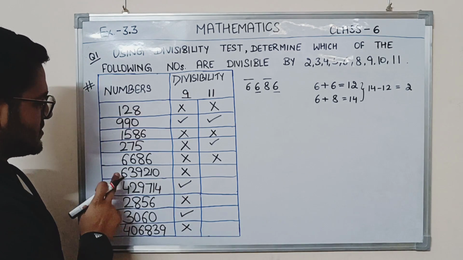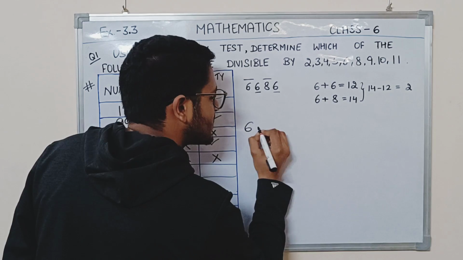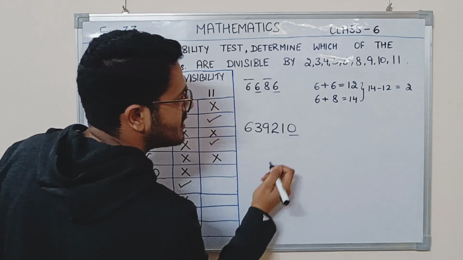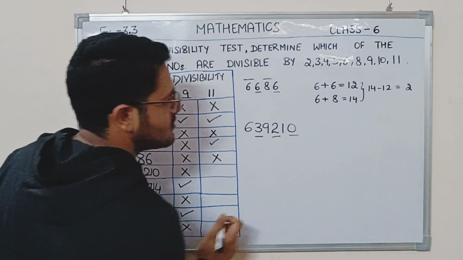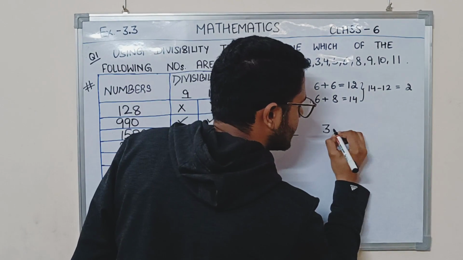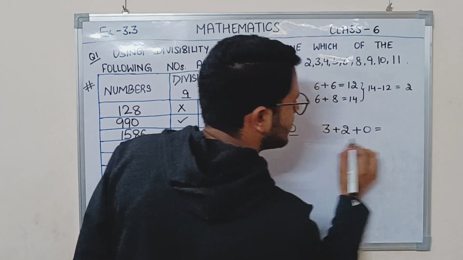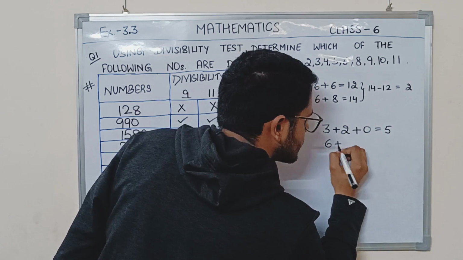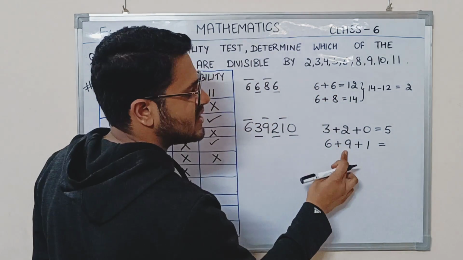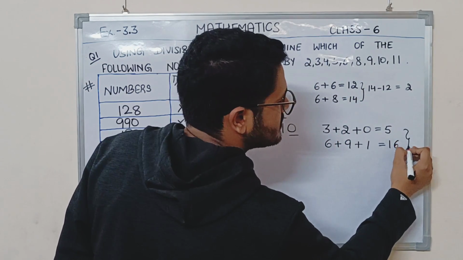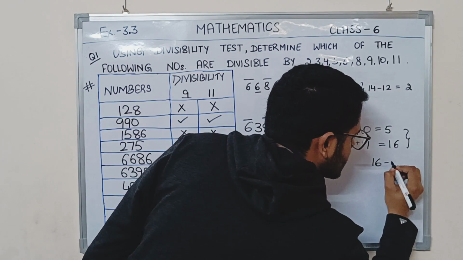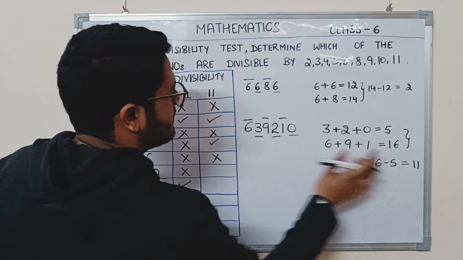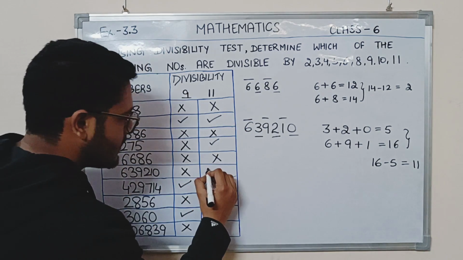Okay. So next part is 6,39,210. Okay. So first of all, let's add all the digits at odd places. First place, third place, fifth place. Okay. So it will be 3 plus 2 plus 0. It will be 5. Okay. Now all the remaining: 6 plus 9 plus 1. 6 plus 9, 15 plus 1, 16. Let's subtract these. So it will be 16 minus 5. 16 minus 5 is what? 11. Now 11 is divisible by 11, right? Okay. So if this is divisible by 11, therefore this whole number is also divisible by 11.